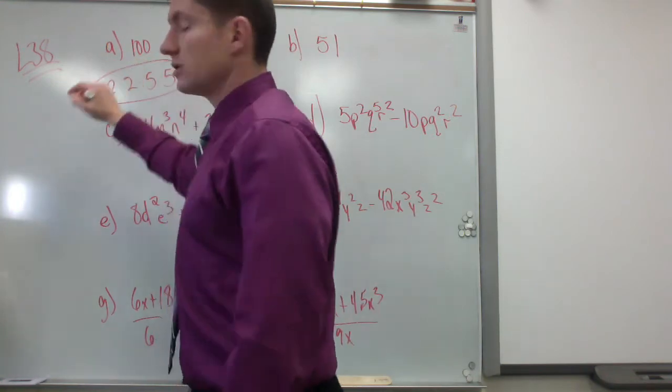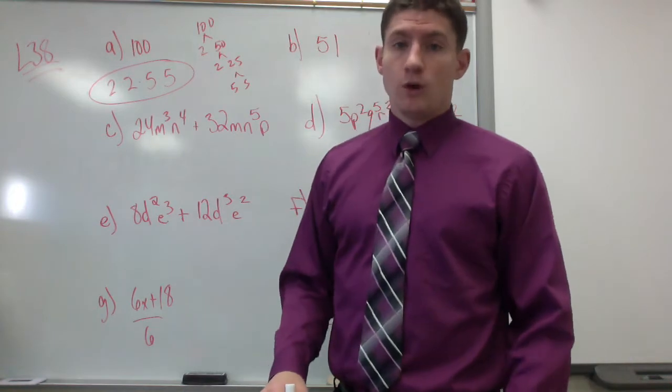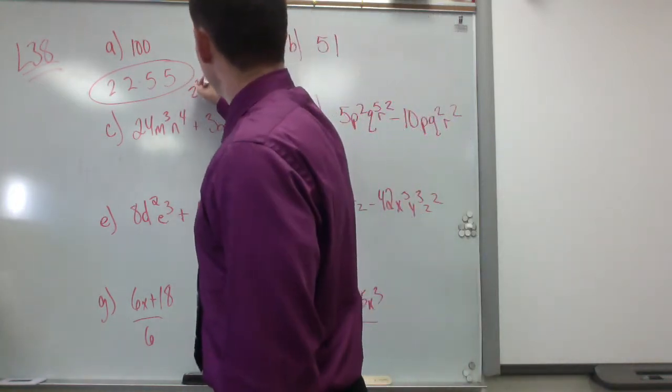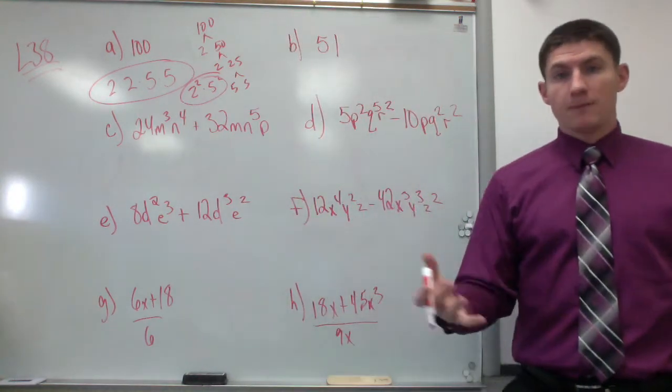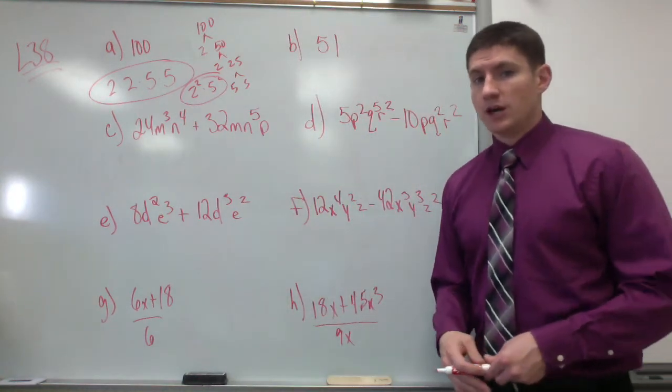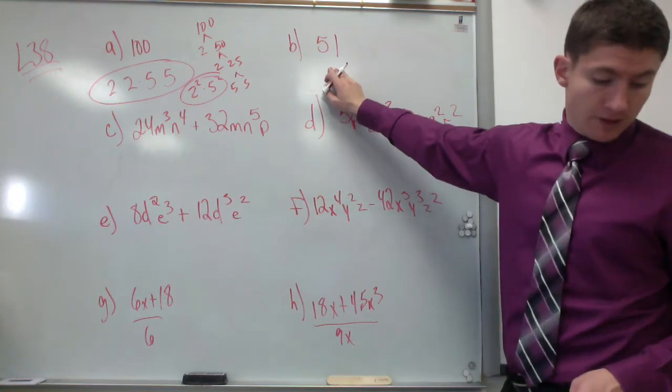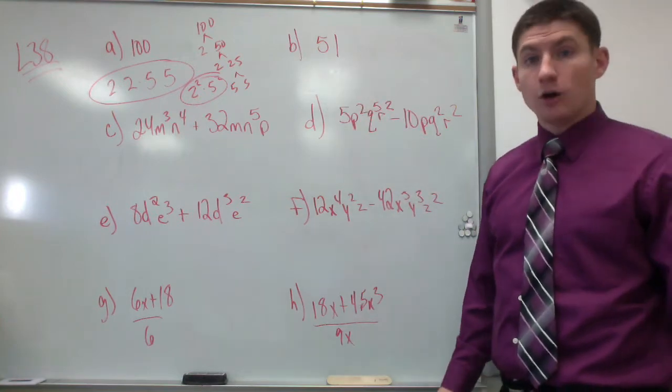And this is what my answer looks like. Or it can be written with exponents to say 2 squared times 5 squared. Both of those would be acceptable ways to write a prime factorization of a whole number. Here you have an example of 51. Can 51 be broken down by any prime numbers?